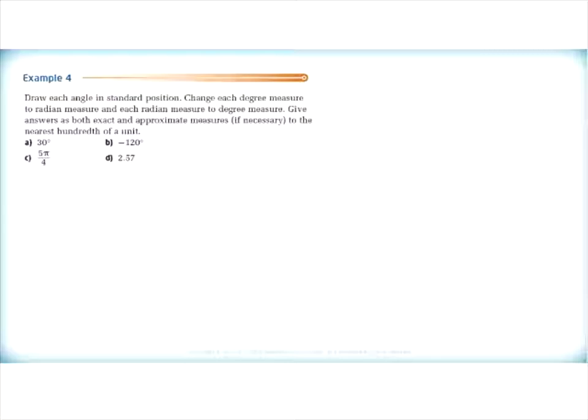Okay, example 4. Draw each angle in standard position, change each degree measure to radian measure, and change each radian measure to degree measure, and give answers as both exact and approximate measures, if necessary, to the nearest hundredth of a unit.